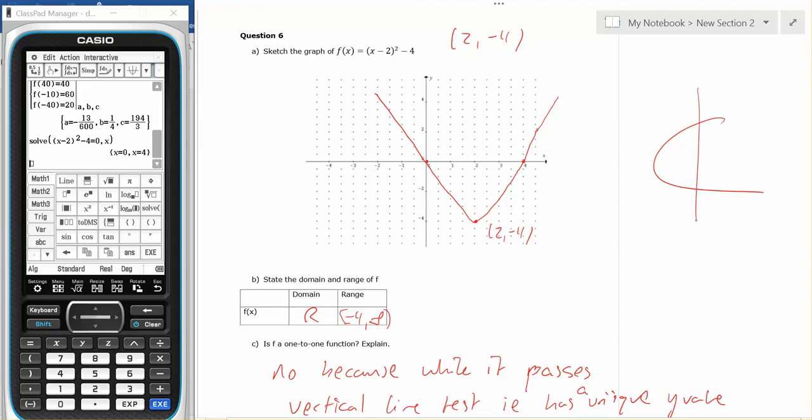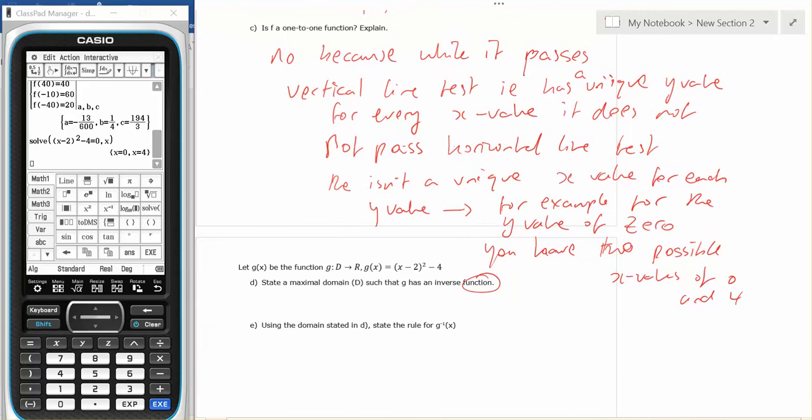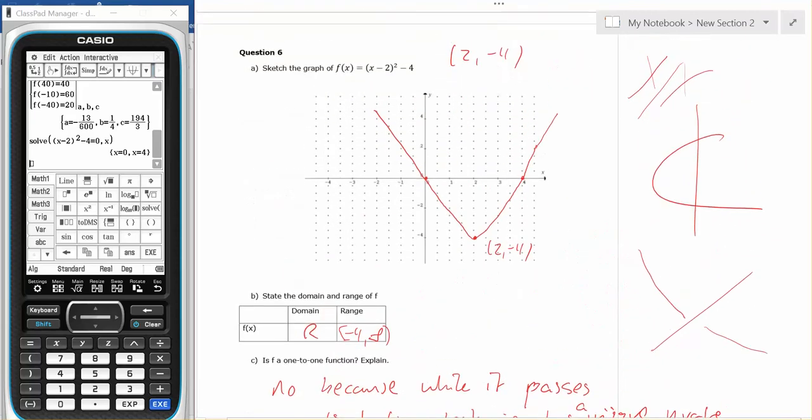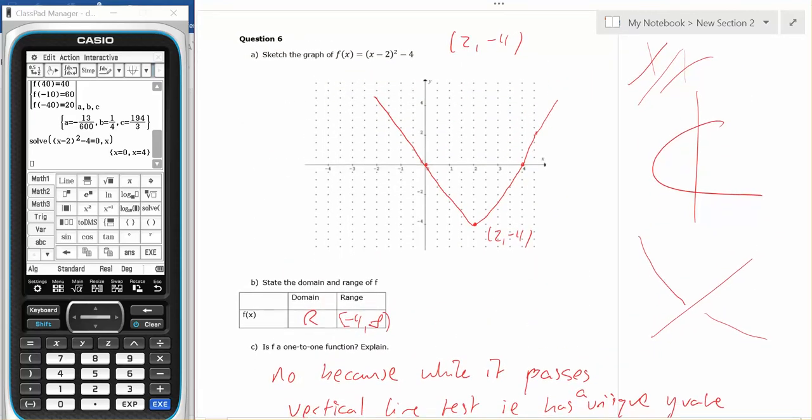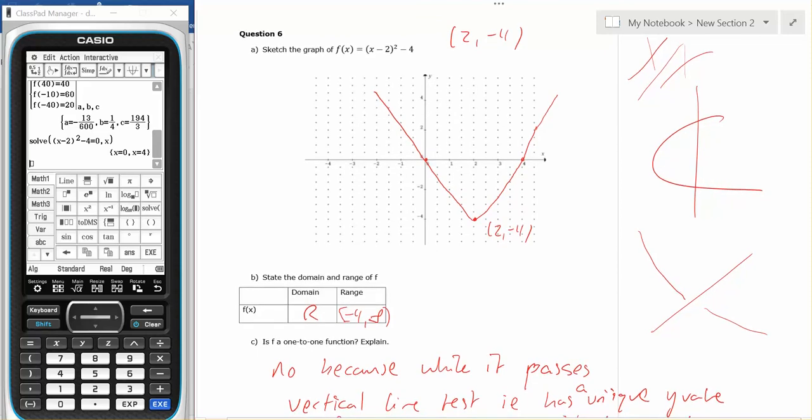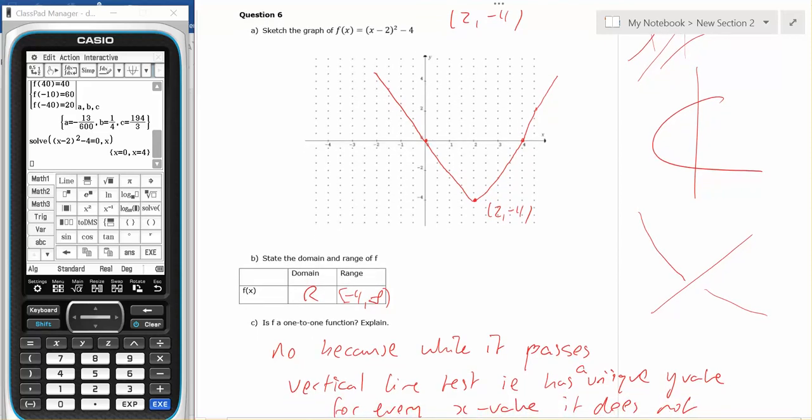So in order to make this graph have an inverse function, we're going to split it in half, because if I have this half and I reflect it, it's still going to be a one-to-one function. Likewise for the other half, its inverse will still pass the vertical line test. Now you can do it two ways: you can take the first half or the second half. It's totally up to you.